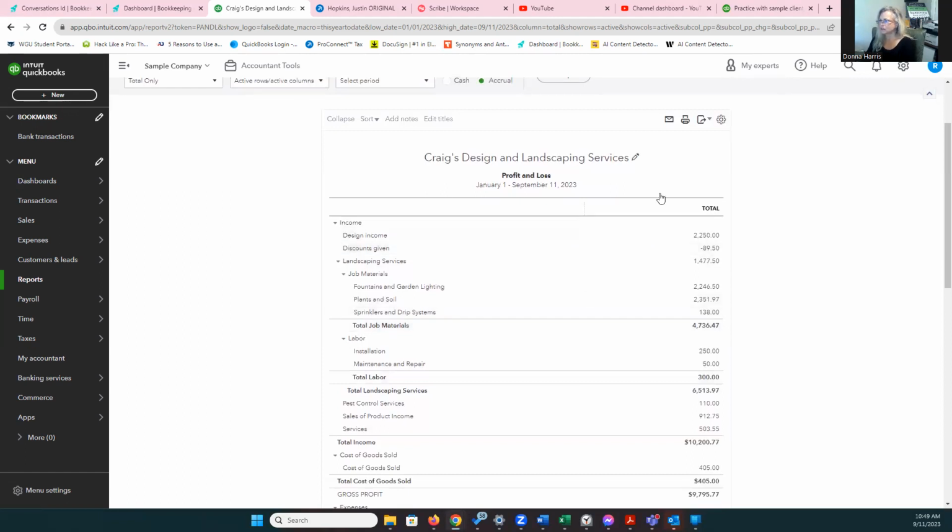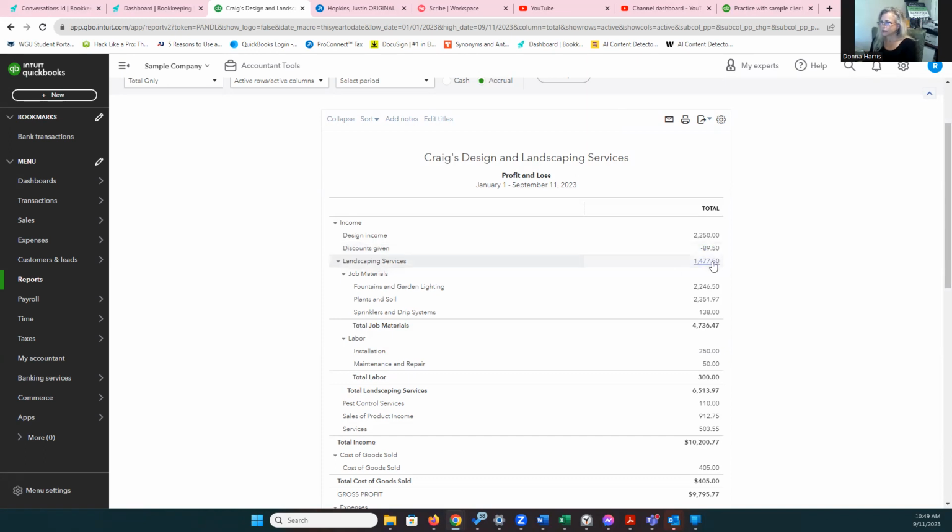They have this actually pretty granular. We have income from design. We have some discounts that were given. Discounts given is going to be what we call a contra income account. That means it's not an expense. It contras against income. So this is something that goes against your income, but is not an expense. So a discount that you're giving out.